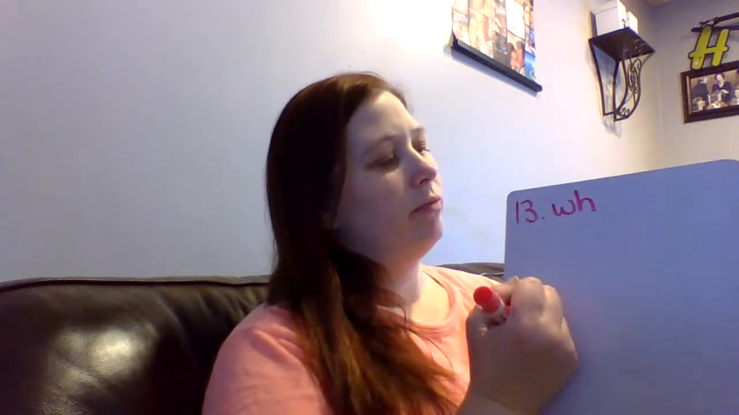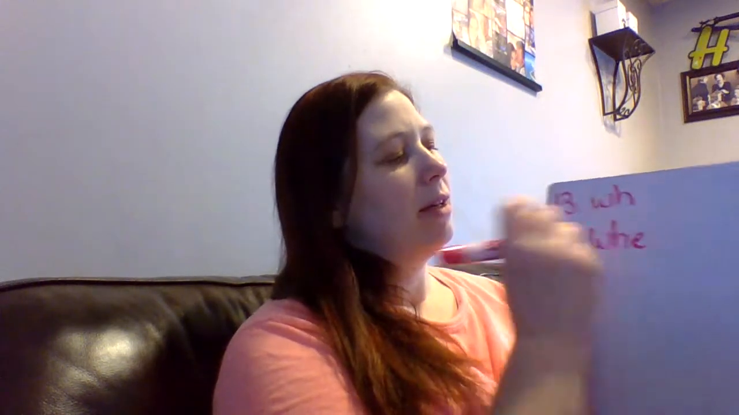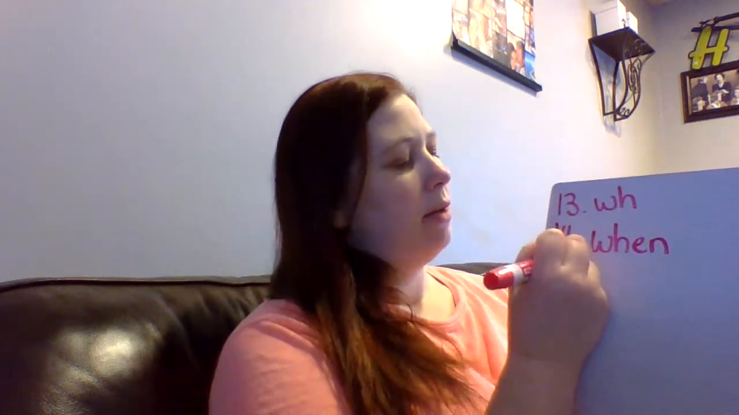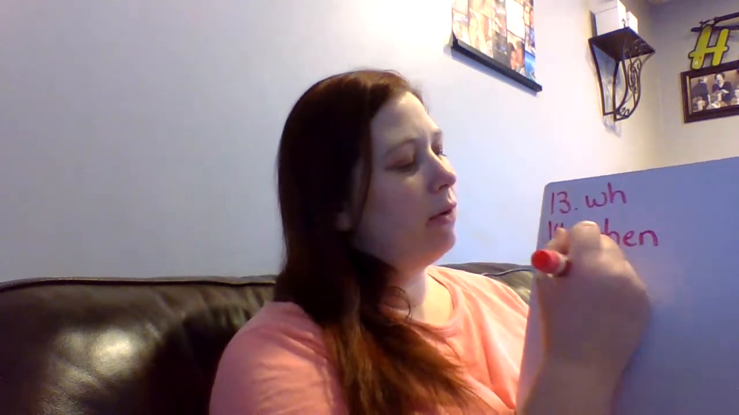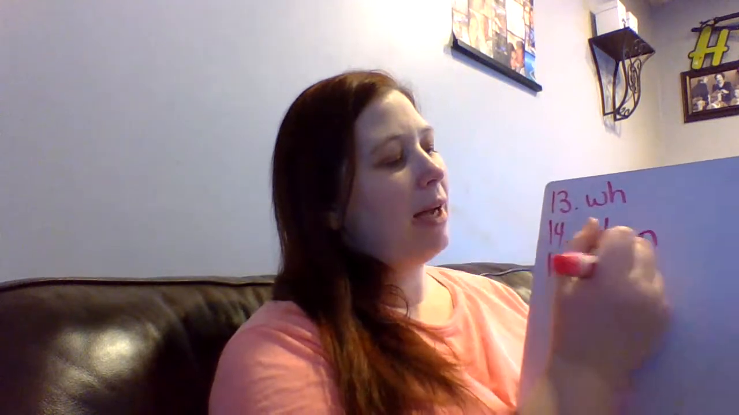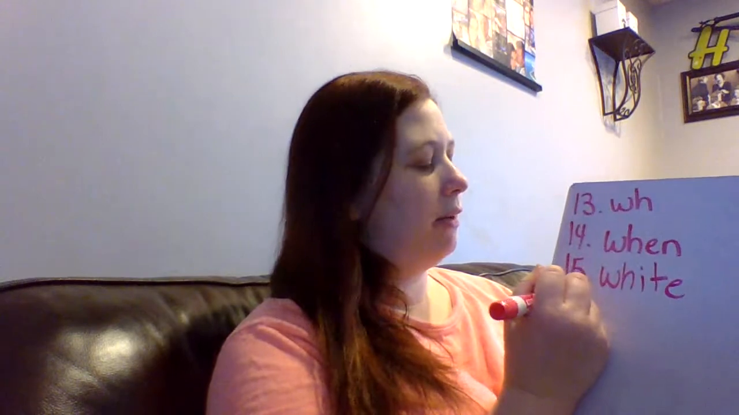All right, so first of all, if I said what makes the WH sound on number 13, you would say WH. Number 14, we're going to spell when. It's that WH sound, and then N, when. Number 15, we're going to spell white. It's my last name. WH, I, T. And then to make that I say its name, we need that sneaky E at the end.